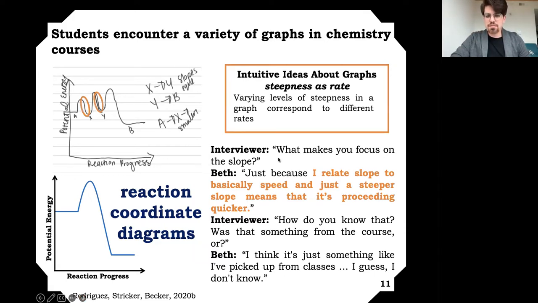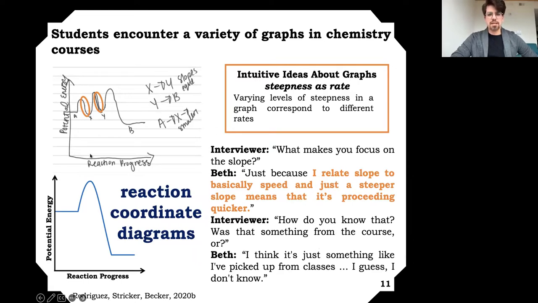And the interviewer asks a follow-up question: what makes you focus on the slope? Beth replies, "Just because I relate slope to basically speed, and a steeper slope means that it's proceeding quicker." How do you know that? Was that something from the course? And then Beth talks about how maybe she picked that idea up from another class, or she's not quite sure.